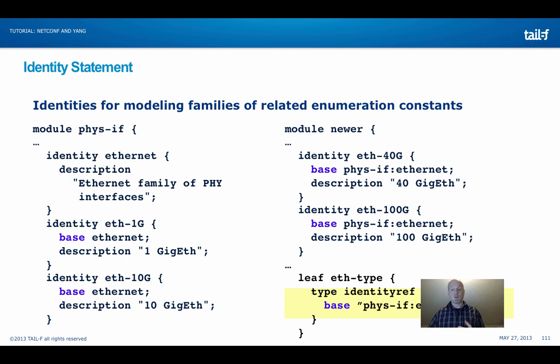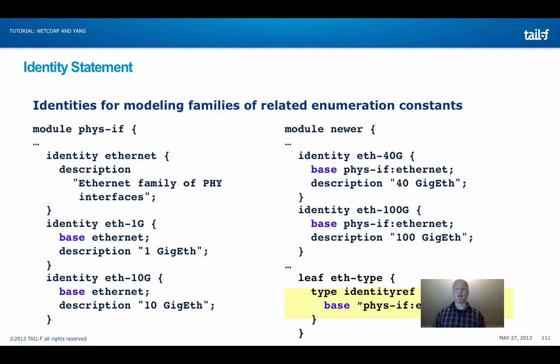And you can continue. You can define identities that in turn are sub-identities of this one. So you can build arbitrary trees of identities. So this is a much more flexible way of having extensible, so to speak, enumerations.